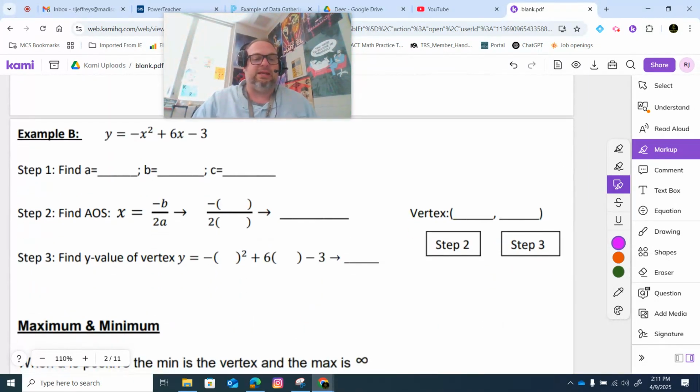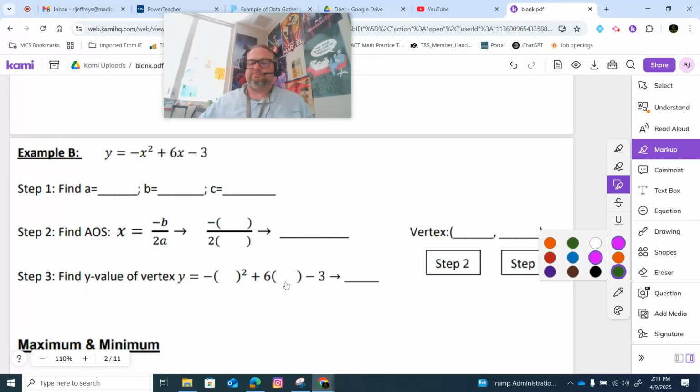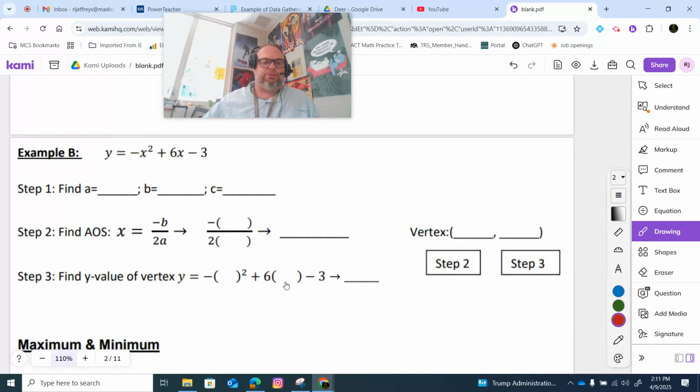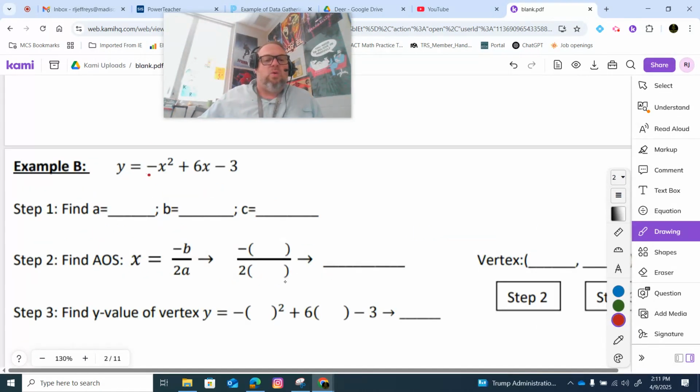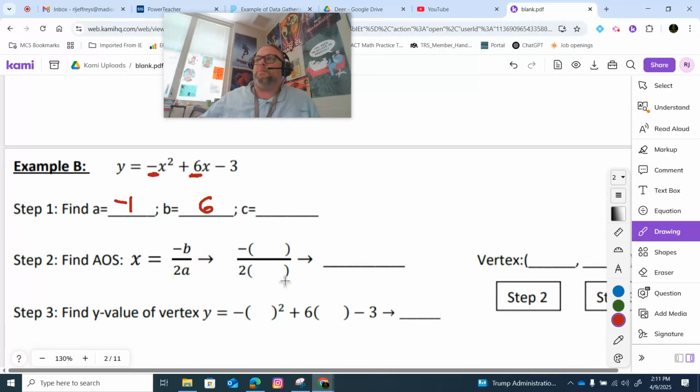All right, let's look at example B. All right, example B. What is the biscuits? That's the wrong thing. All right. What is this number in front of x squared? We don't want the x squared. We only want the number in front of it. So, -1. What is the number in front of x? 6. And what is back here? What's the caboose? -3.